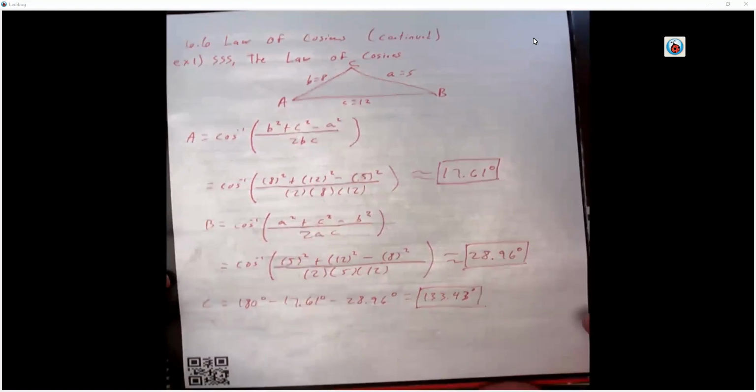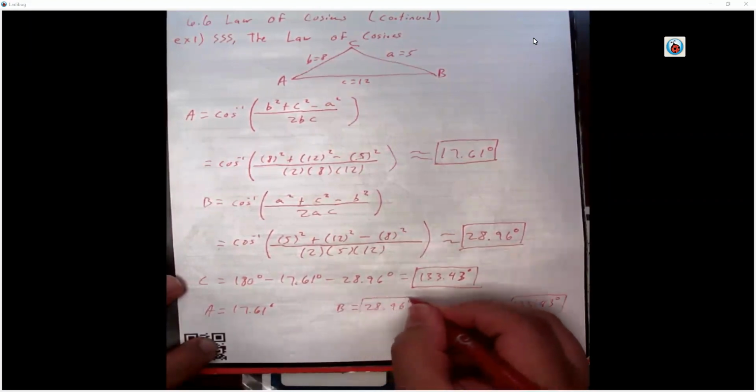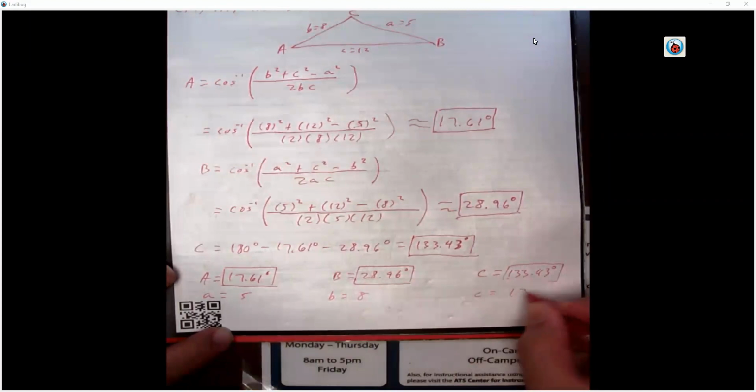Just to have it all in one place, capital A was 17.61, capital B was 28.96, capital C was this. Lowercase a was given to us, so I will not box these. That's it. Any questions on the process or the formula? Does it seem doable?